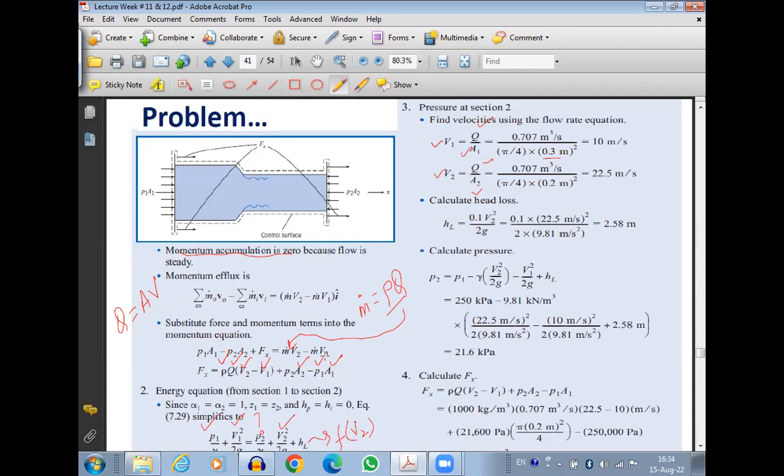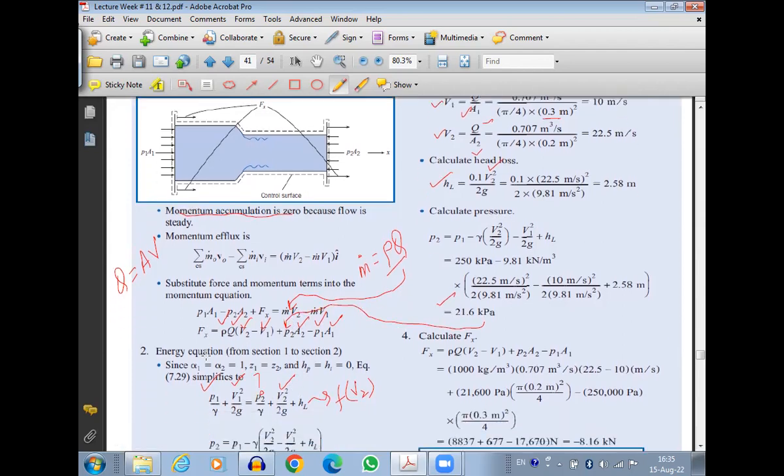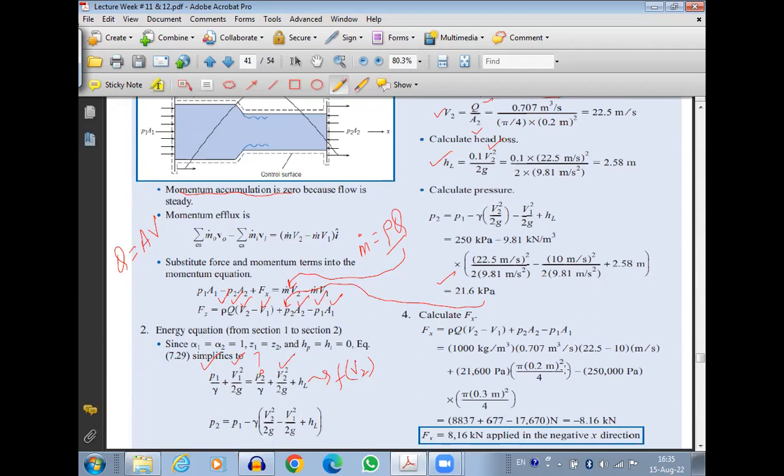So we can find out what is HL if we know what is V2. Then here we can substitute all the values because only P2 is unknown. So we can find what will be P2. Once we know P2, we can substitute here, and we can substitute this value here to find out what is Fx. So the Fx comes out to be 8.16 kilonewton applied in the negative x direction.